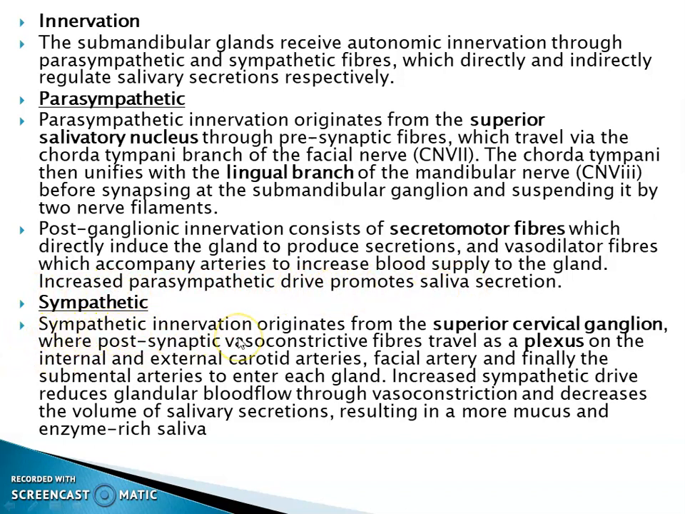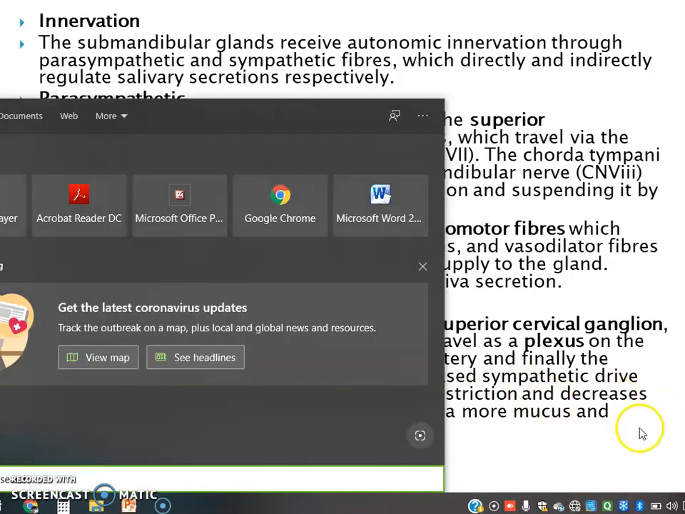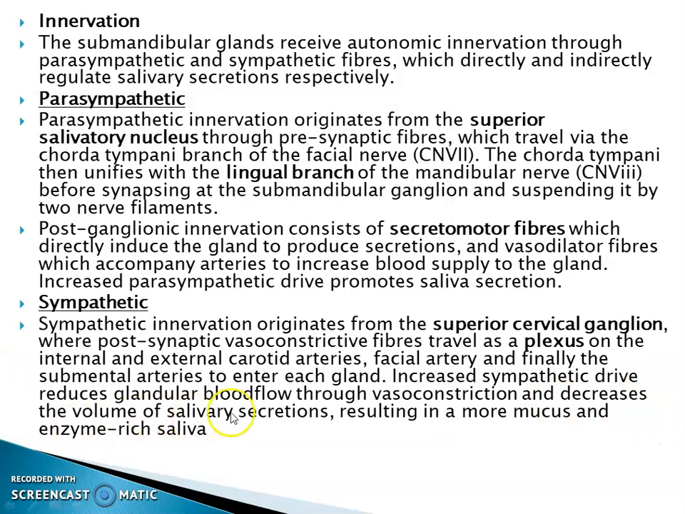In the sympathetic part, the sympathetic innervation originates from the superior cervical ganglion, where the postsynaptic vasoconstrictive fibers travel as a plexus on the internal and external carotid artery, then the facial artery, and finally the submental artery to enter the gland. Increased sympathetic drive reduces the glandular blood flow through vasoconstriction and decreases the volume of salivary secretion, resulting in a more mucus and enzyme rich saliva.